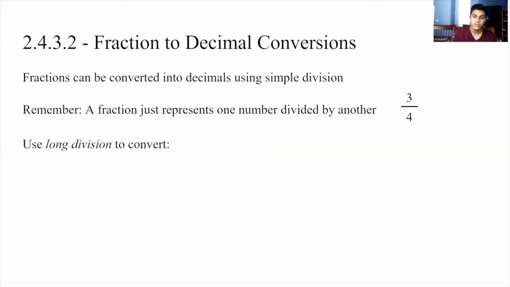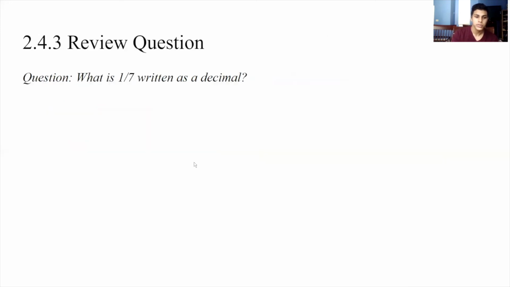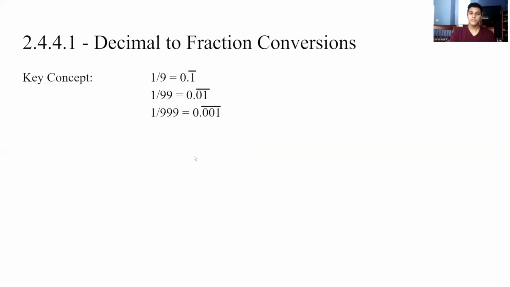And so if you're left with a 0 after you subtract some numbers at the bottom of your long division, then you're finished and you have a terminating decimal, but you get a repeating decimal when you start repeating what you're dividing by in your question. And then we did a review question where we learned that 1/7 written as a decimal is 0.142857 bar.